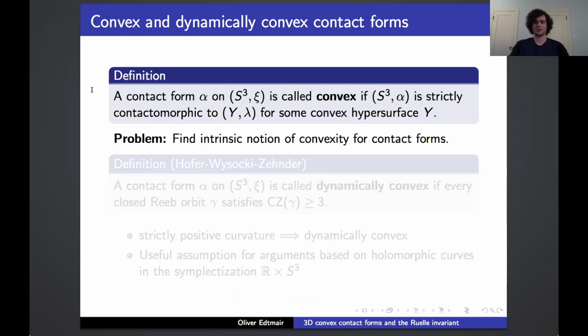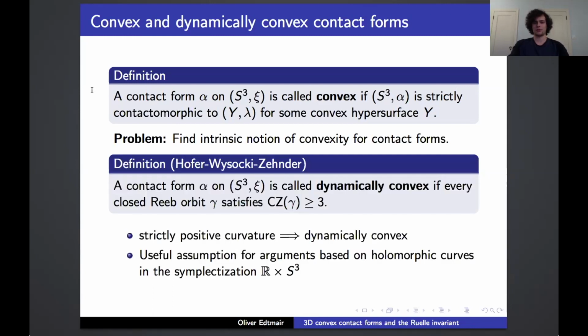In fact, there exists a very useful such intrinsic notion of convexity. That's due to Hofer, Wysocki, and Zehnder. It is called dynamical convexity. We call a contact form on the standard three-sphere dynamically convex if every Reeb orbit, every closed orbit, has Conley-Zehnder index at least 3. Maybe it's not immediately evident why this is so useful and what it has to do with convexity.